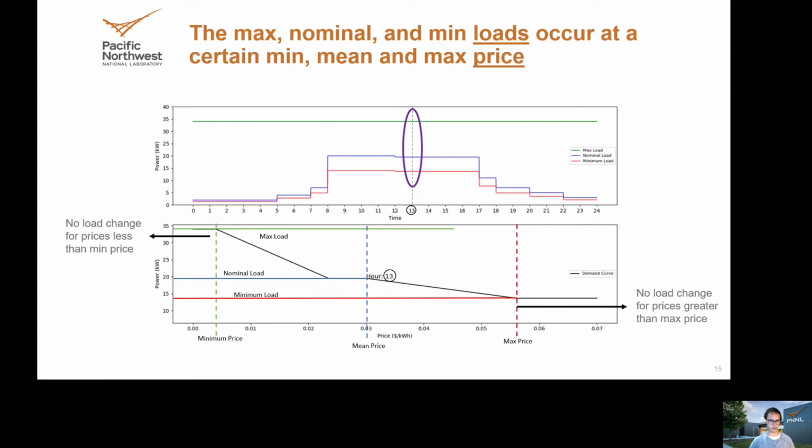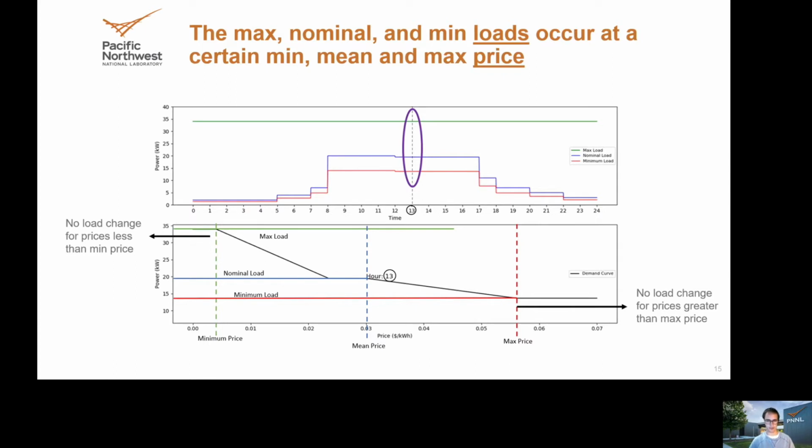And then we can set the maximum load to the minimum price, which are the green lines, the nominal load at the mean price, which are the blue lines, and the minimum load at the maximum price, which are the red lines. And so we can consider these points the inflection points, which are then connected by lines to form a completed demand curve. And so any price outside of this price range that's been defined will not result in any more load change. And this is to prevent the lighting load from going outside of its flexibility range.